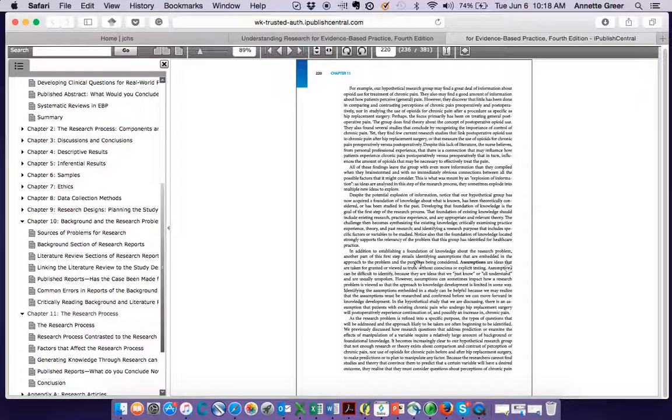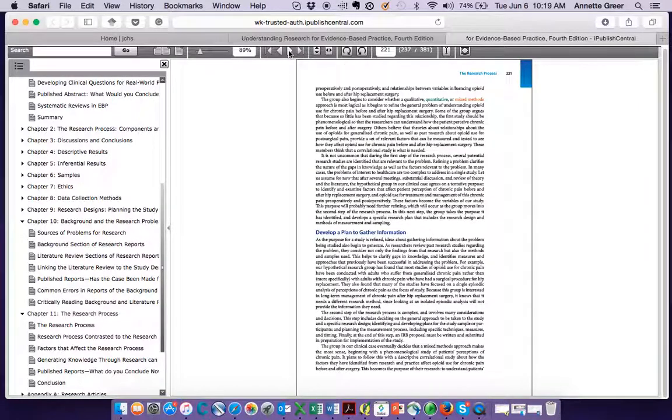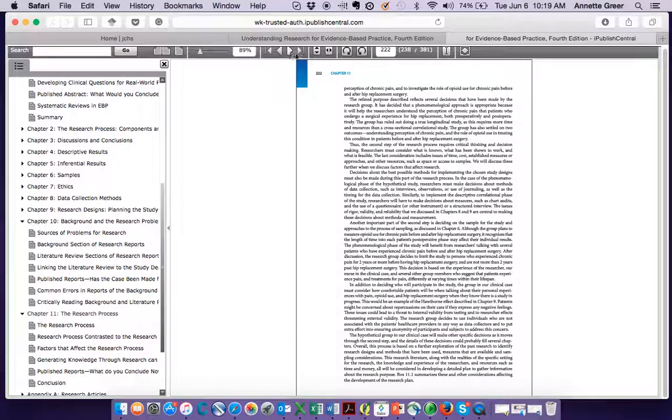Assumptions are ideas that are taken for granted or viewed as truth without conscious or explicit testing. Okay, so assumptions may show up on your exam. Anything in bold will probably end up on your exam.